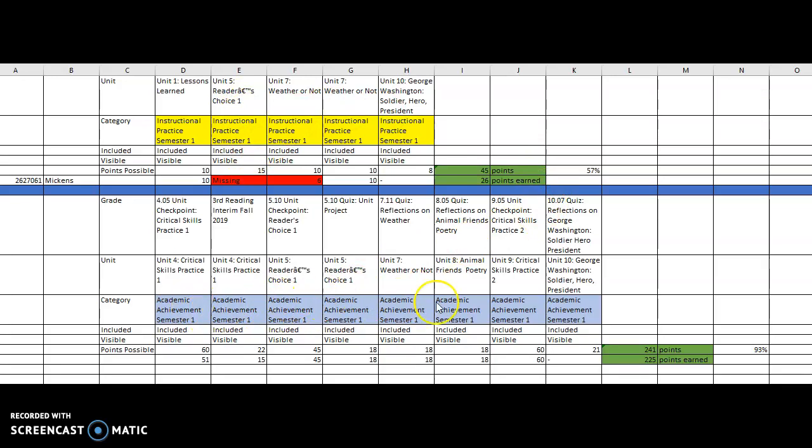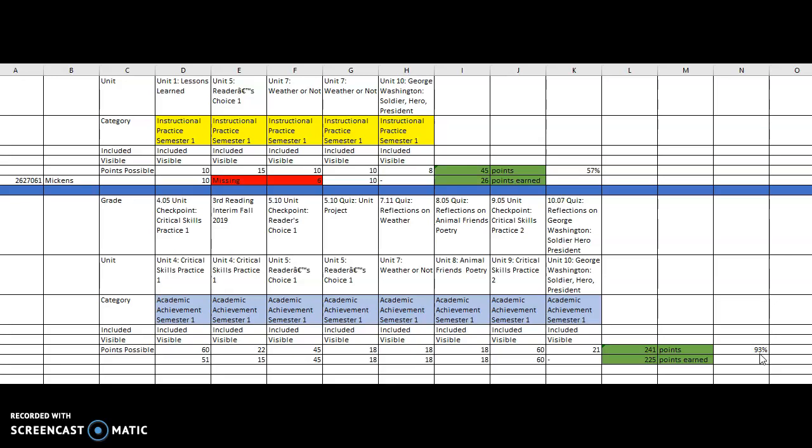And then when you look down here at the academic achievement category, this is where the interim falls that we talked about, where there was a concern with the lower grade. It's not impacting his grade that much because there are a lot more points available in this category. He's gotten 225 out of the 241 points available so far. I didn't count the 21 right here because that hasn't been turned in yet. I don't think it's even due yet. So in this category, he's got a 93 on that half.